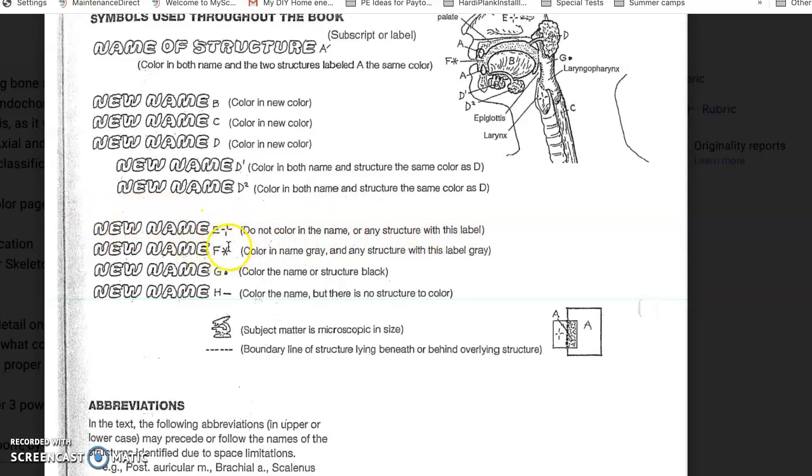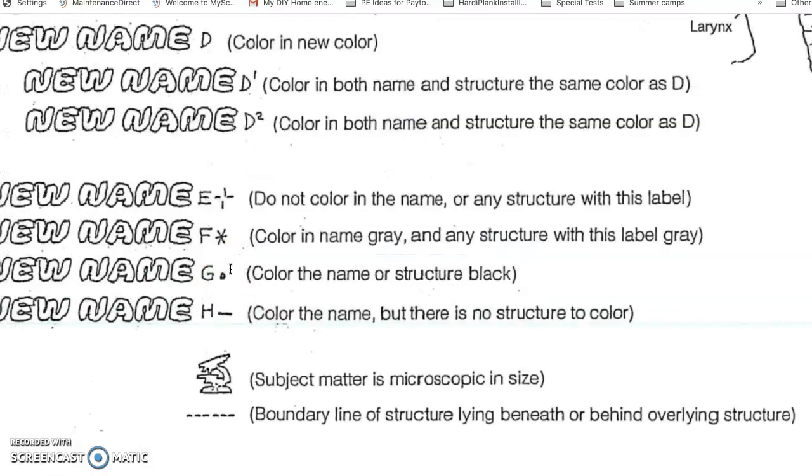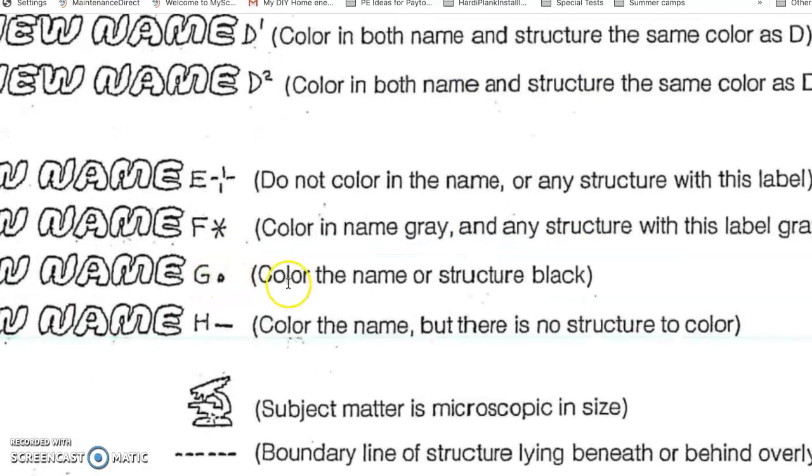If you see this symbol, the star or asterisk, you're going to color it gray, and any structure with the label gray. And then if you see this symbol, I don't know if that's a 0 or a D behind the G, but you're going to color the name of the structure black. And then this one, you can color the name, but you may not see the structure. So they're telling you the structure's not on this page.